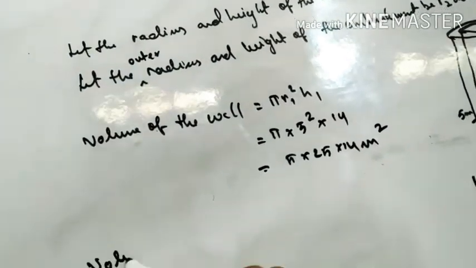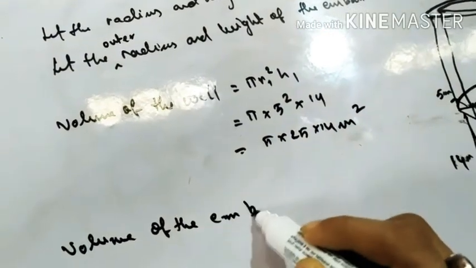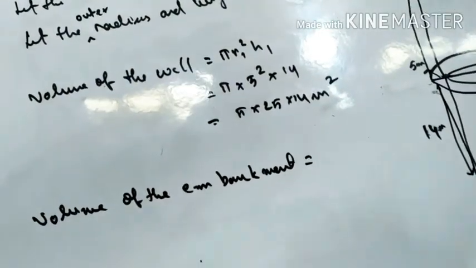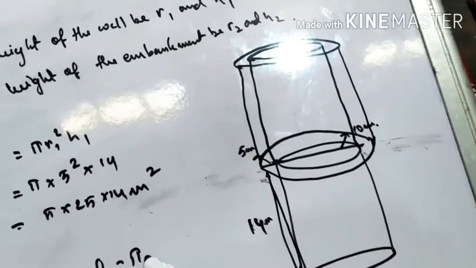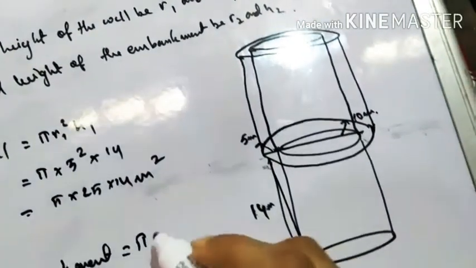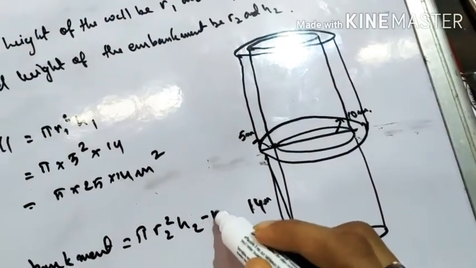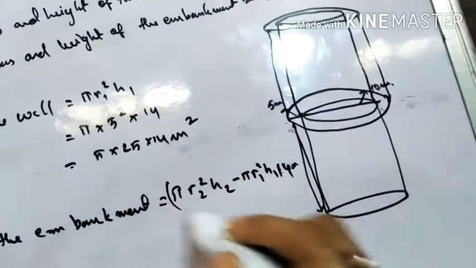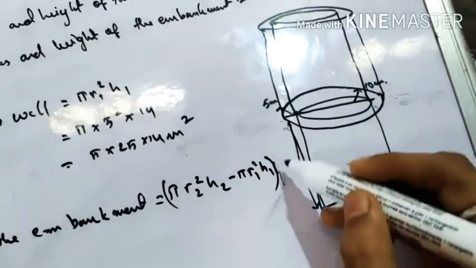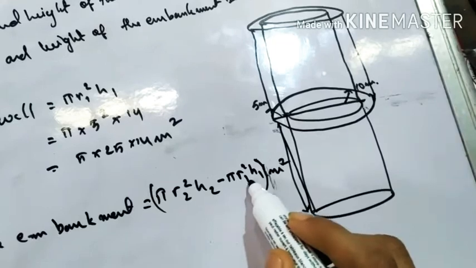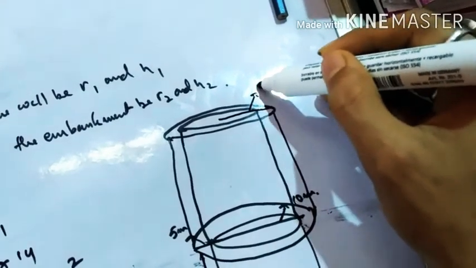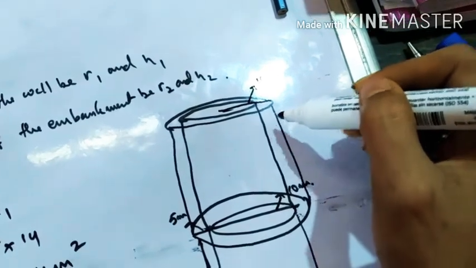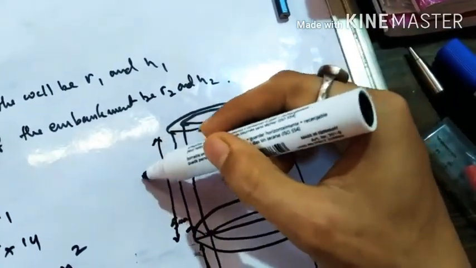Next I will have to find the volume of the embankment. Volume of the embankment will be equal to pi R2 square H2 minus pi R1 square H1. Pi R2 square, the outer radius, this is the outer radius. The outer radius will be equal to 10 meter, and the height of this embankment, that is H2, I have to find.